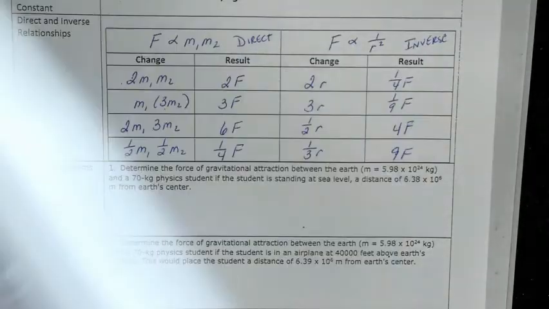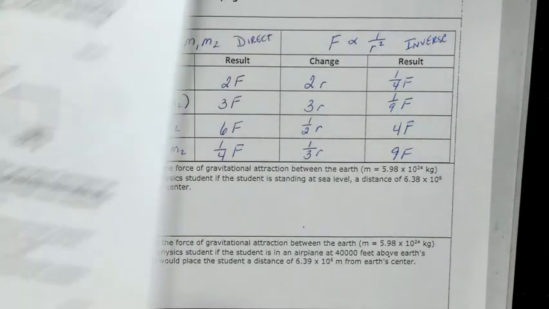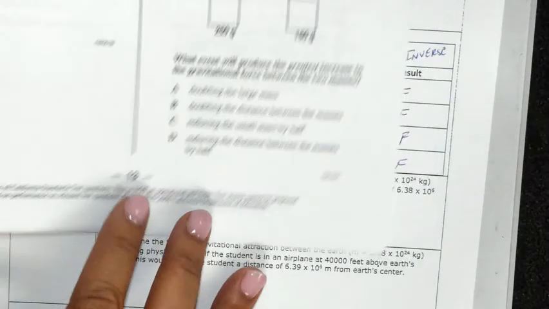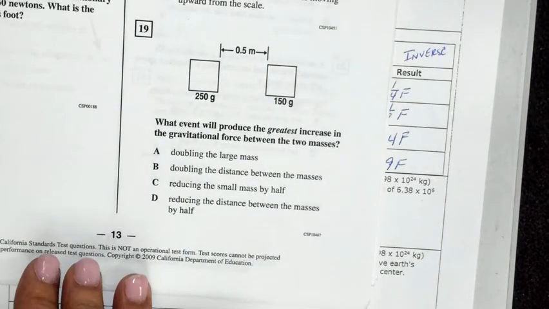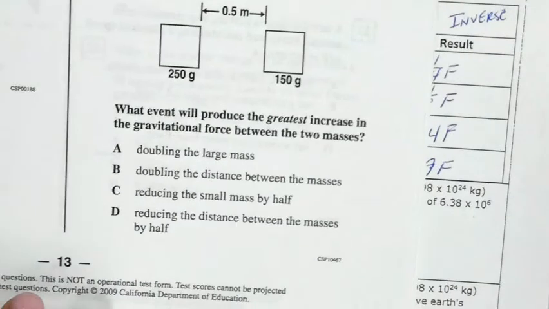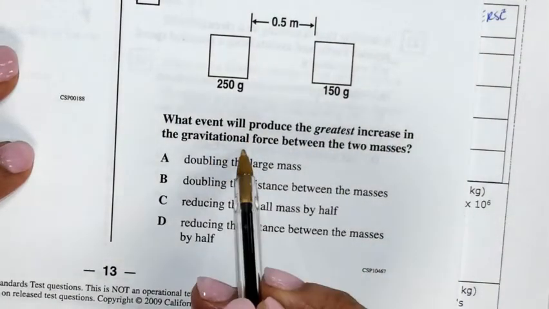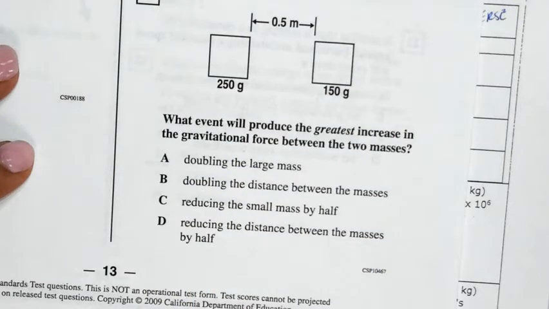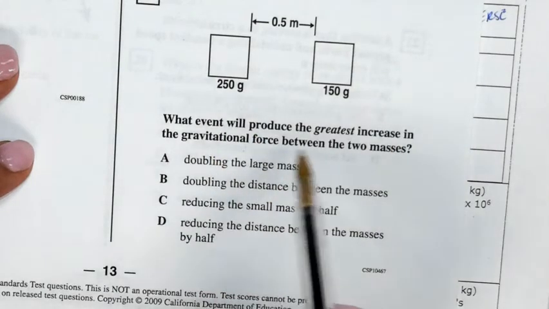I don't know if y'all remember, you have CAST now, the state standard. CST, you probably don't remember that. But this was actually one of the questions on the CST. Okay, so it says, what event will produce the greatest increase in the gravitational force? So we're looking for the greatest force. They're not telling you it's 4 times or whatever. We want the greatest force. Which event will produce the greatest increase in the gravitational force between the two masses?